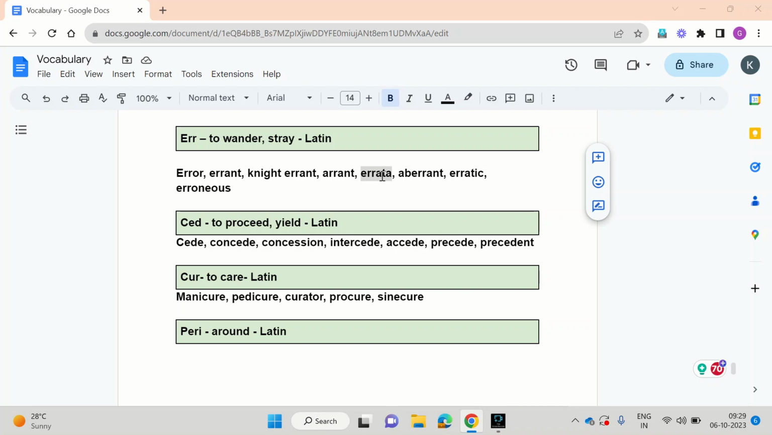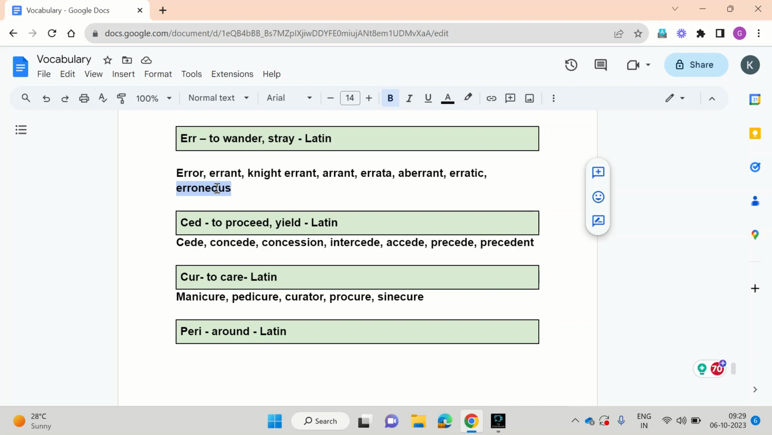Erroneous. Erroneous means mistake. The book is completely erroneous means there are a lot of mistakes in the book, full of errors. Erroneous theories, erroneous conclusions, erroneous decisions. When you say that, it means these are all useless. There are a lot of mistakes in such decisions.